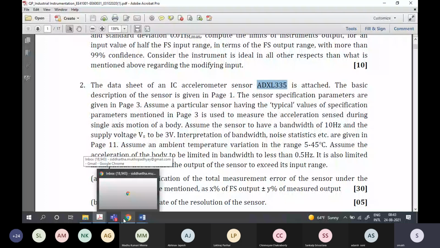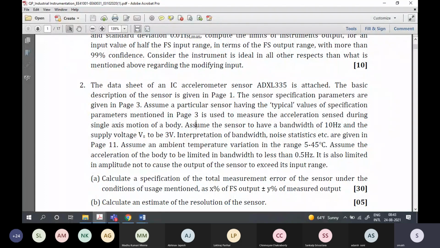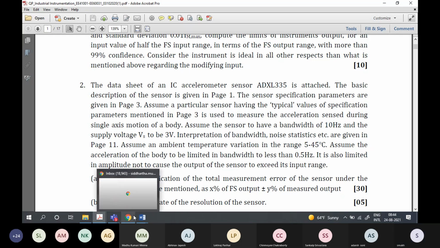It's not to scare you, but to tell you that such questions will come in the exam. Almost certainly you will get a data sheet of a commercial sensor and some questions will be asked about it. If you do not know how to interpret the data sheet of commercial sensors, then you will not do well in the first class test. So I'm just trying to motivate you.